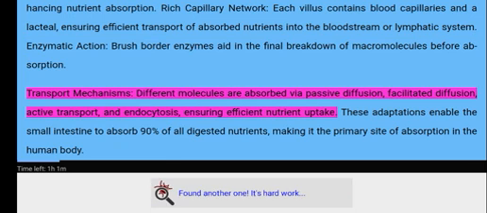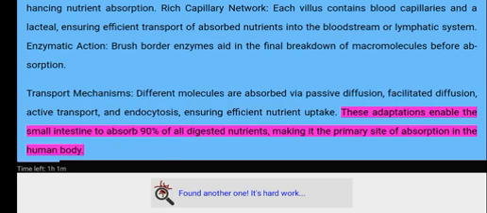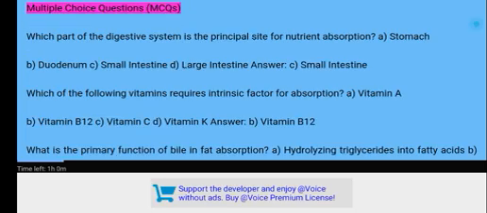Transport mechanisms. Different molecules are absorbed via passive diffusion, facilitated diffusion, active transport, and endocytosis, ensuring efficient nutrient uptake. These adaptations enable the small intestine to absorb 90% of all digested nutrients, making it the primary site of absorption in the human body. Multiple choice questions, MCQs.